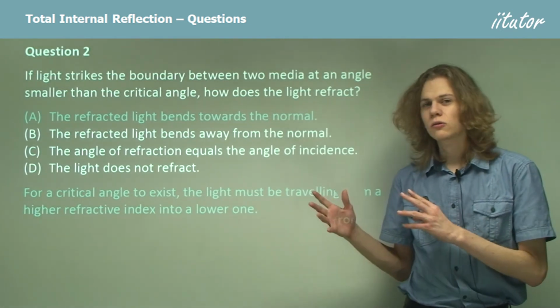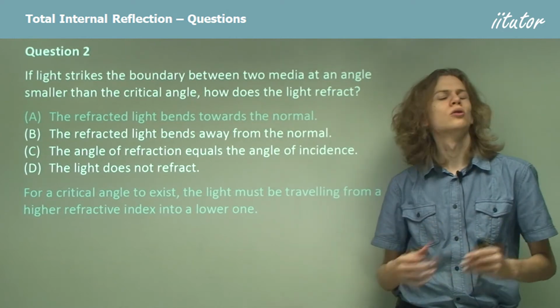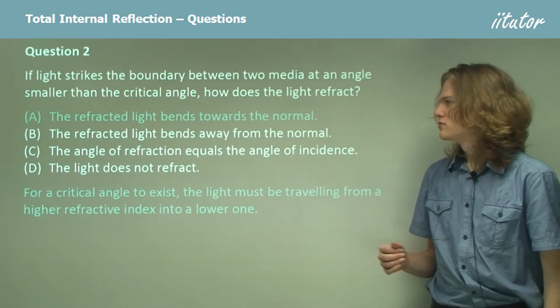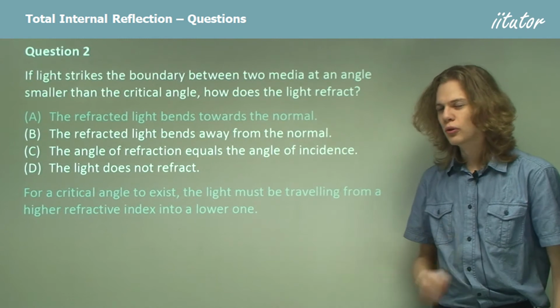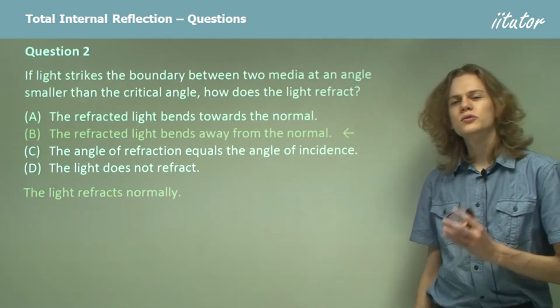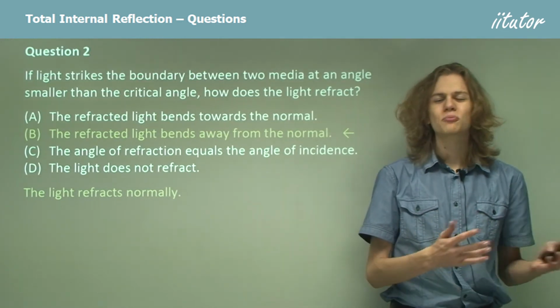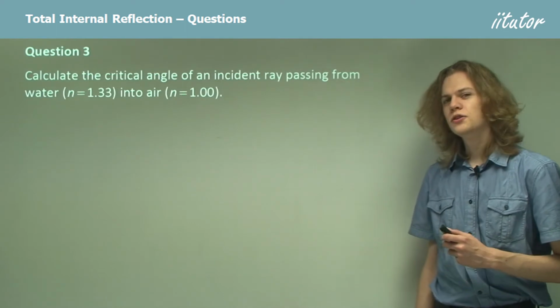If there's a critical angle, it means that we're going from a material with a high refractive index into a low refractive index. And that means, of course, we can't bend towards the normal. Instead, we have to bend away from the normal. And so our answer is B, the light refracts just as we would expect it to, as we've been studying in the previous sections.